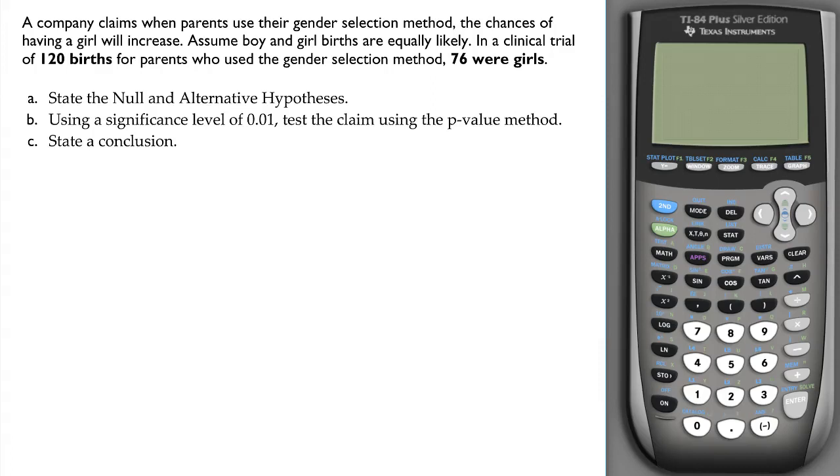So I'm going to be covering hypothesis testing for one population. This problem reads, a company claims that when parents use their gender selection method, the chances of having a girl will increase. Assume boys and girl births are equally likely. In a clinical trial of 120 births for parents who used the gender selection method, 76 were girls.